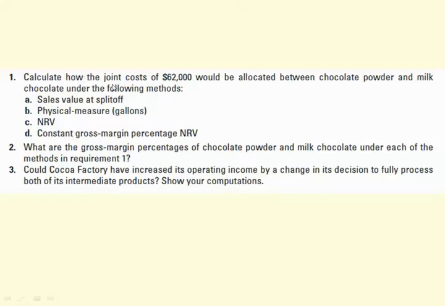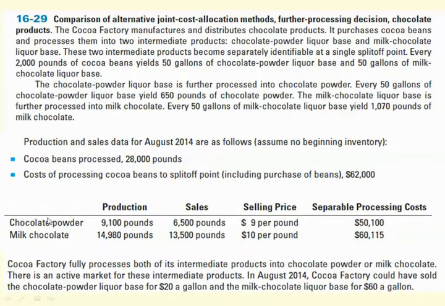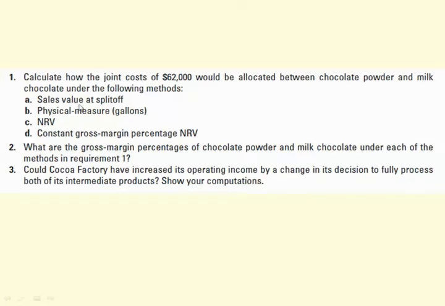Requirements: calculate how the joint costs of 62,000 would be allocated between chocolate powder and milk chocolate under the following methods. Number 1, or A, sales value at split-off. So we need to allocate the amount of joint cost, 62,000, between the two products, chocolate powder and milk chocolate, using sales value at split-off point.